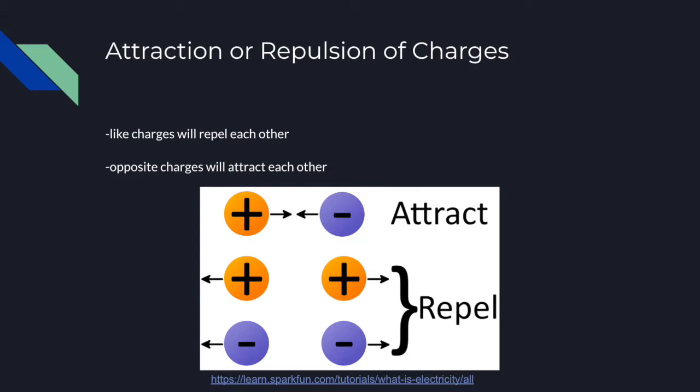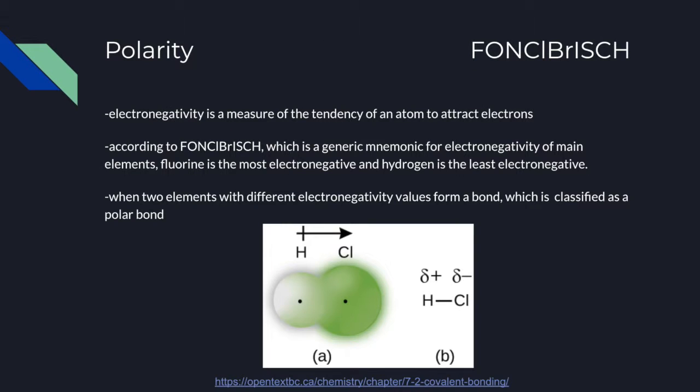So, polarity. First, electronegativity is a measure of the tendency of an atom to attract electrons. According to FONCLBrISCH, which is a mnemonic for some common elements, fluorine is the most electronegative and hydrogen is the least. So when two elements with different electronegativities form a bond, their bond is now a polar bond. And when a molecule is polar, it can form dipole-dipoles.